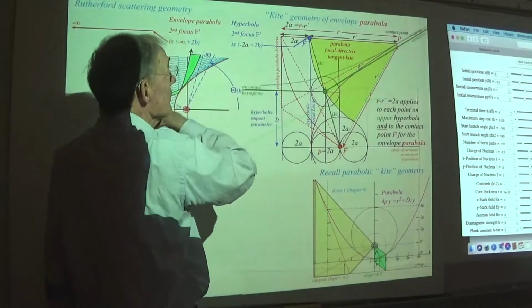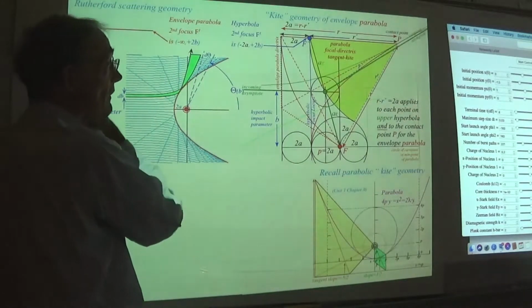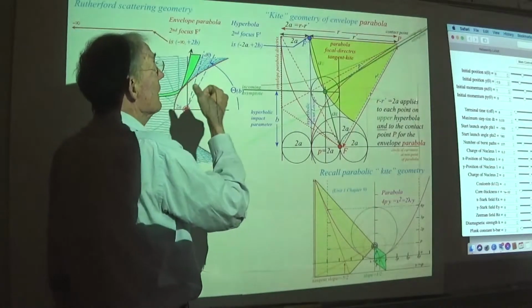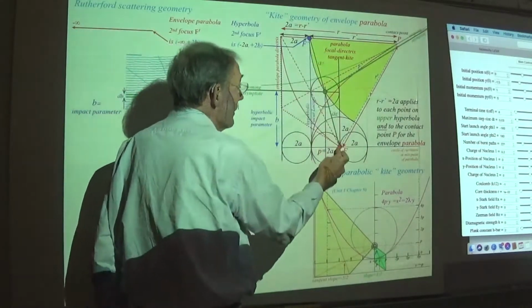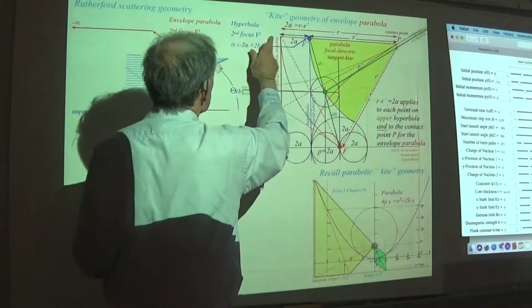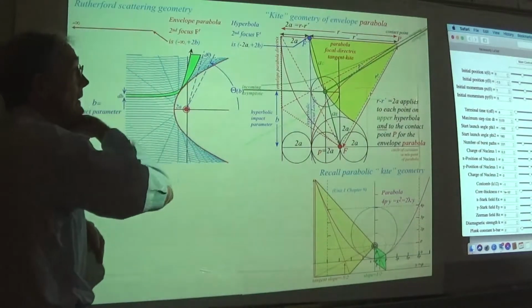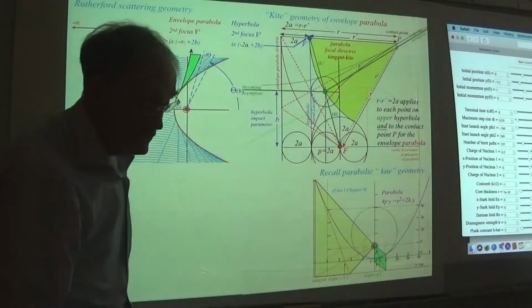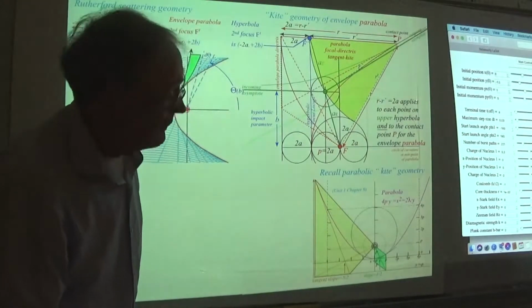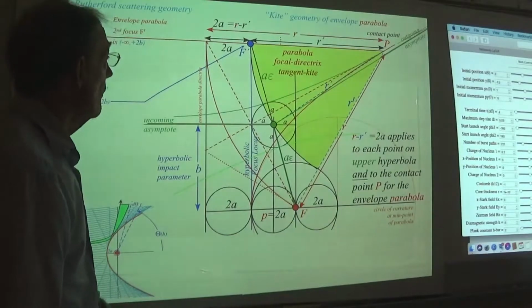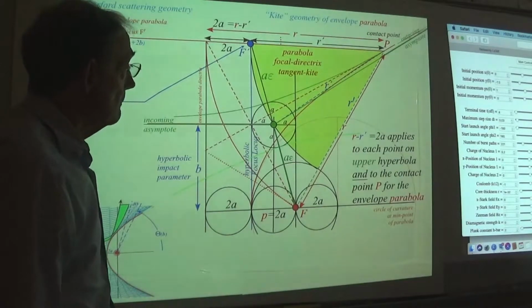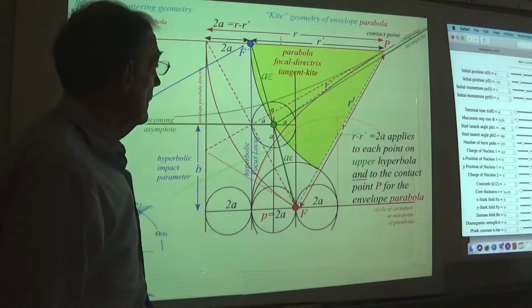the other focus for this parabola, instead of being here and here, the second focus is at infinity, and that's characteristic of a parabola. So, just to give you a feeling for what the geometry of this is. This is a blow up of that that makes it maybe a little clearer.